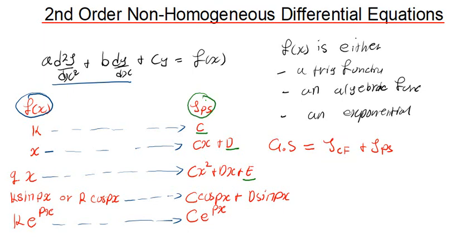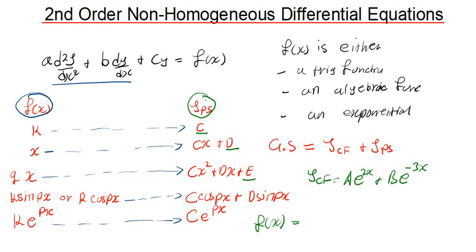If your particular solution is the same as, or exists in, the complementary function, multiply it by x as many times as necessary until it no longer looks like the complementary function. You're going to see that in a short while. Let's say, for example, our complementary function was equal to a e to the 2x plus b e to the minus 3x, like that.